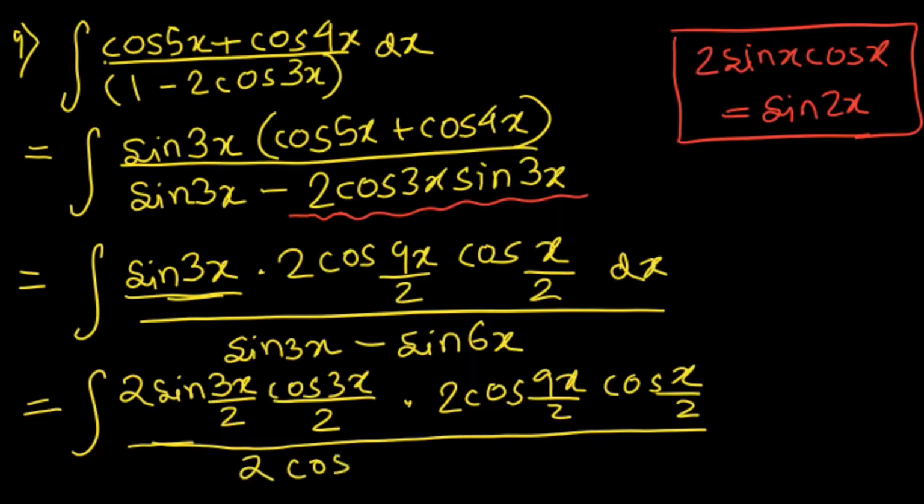So what does it give? 2 cos of 6 plus 3, that is 9x by 2, and sin of 3x minus 6x by 2, that is sin 3x by 2. As you can notice, several terms of denominator and numerator can be cancelled. So on reducing, sin 3x by 2 gets cut with sin 3x by 2, then cos 9x by 2 cancelled with cos 9x by 2, 2 gets cancelled with 2. So what remains in the numerator? 2 cos 3x by 2 and cos x by 2.